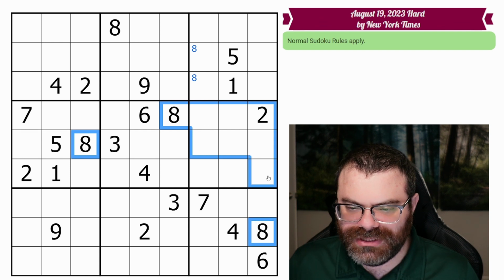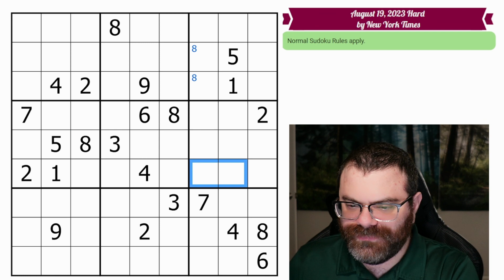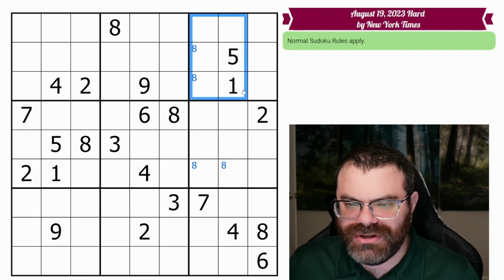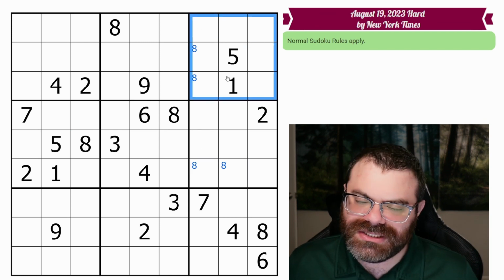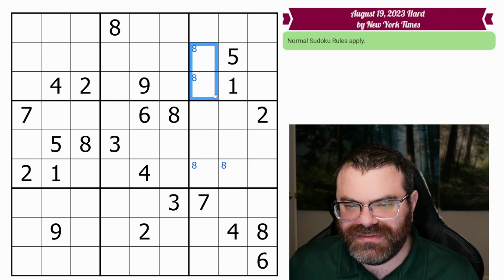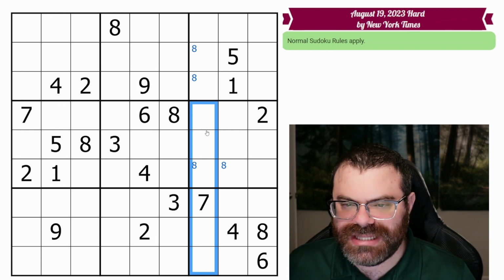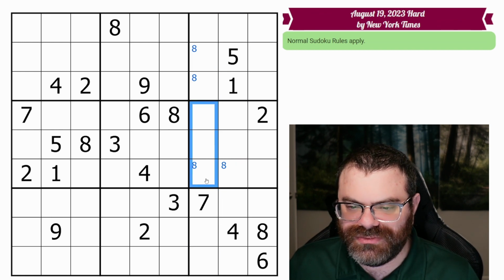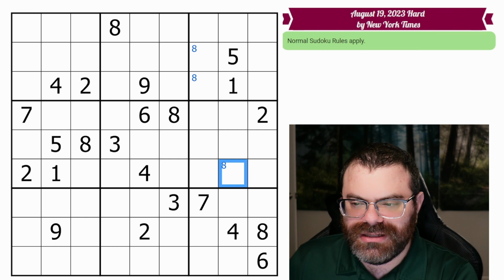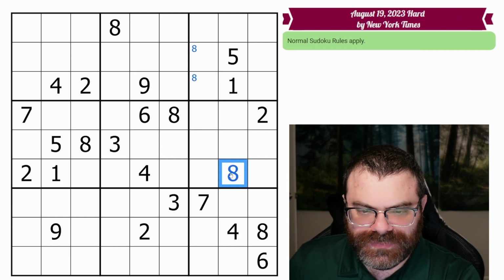This 8 looks up. But if I put an 8 here, so 8's in one of these two, right? If I put an 8 here, then there'd be nowhere to put 8 in this box. So that's one way to think about it. The more direct way to think about it is these two 8s point at the rest of the column because they need to use that column for this box. So no one else can use this column for 8s. So the 8 goes here in this box.